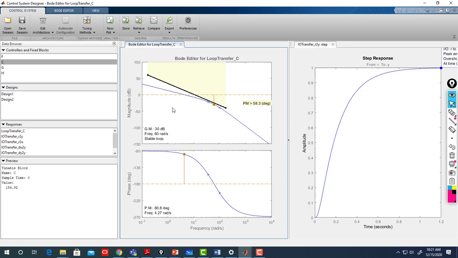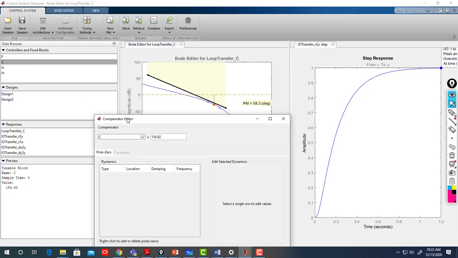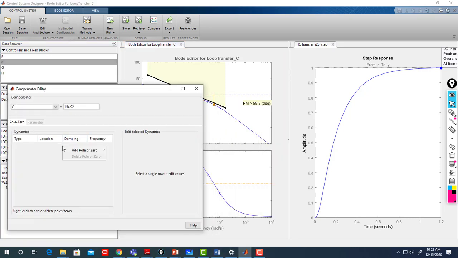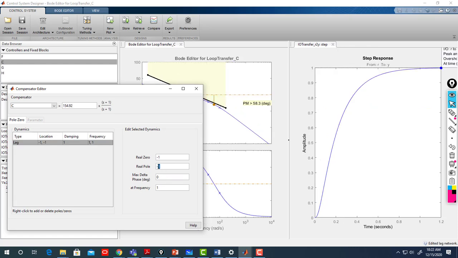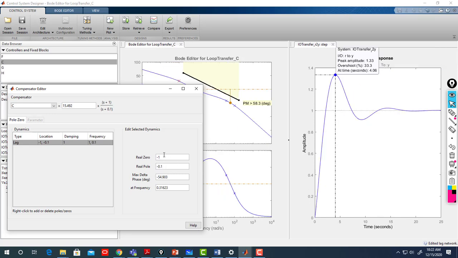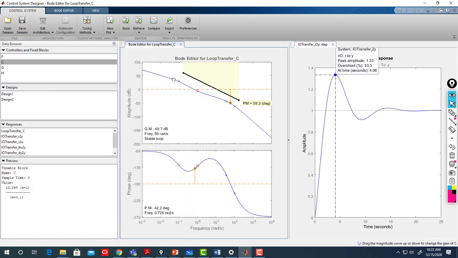Maybe you start adding 0 and pole. We know if you add a pole, this will shift down, and a 0 will shift up, plus 20 decibel per decade and so on. So the controller we found, if you want to integrate it directly, has a 0 at 1 and a pole at 0.1. Alright, that's what you find.